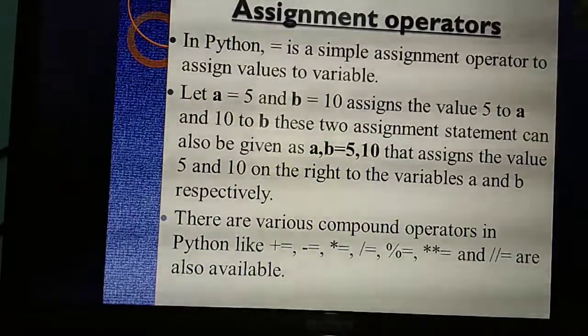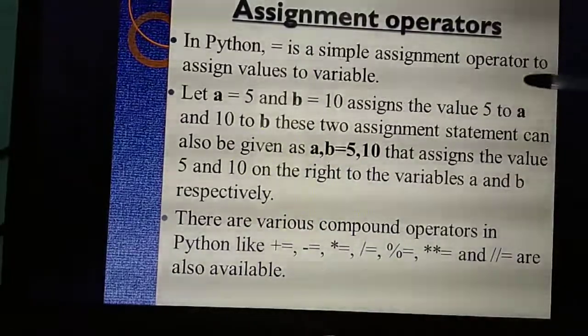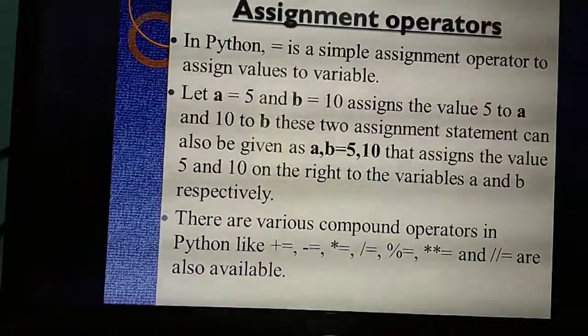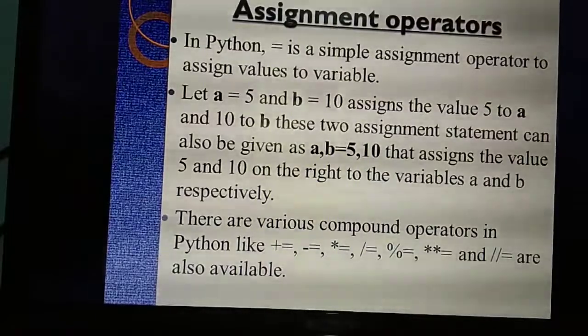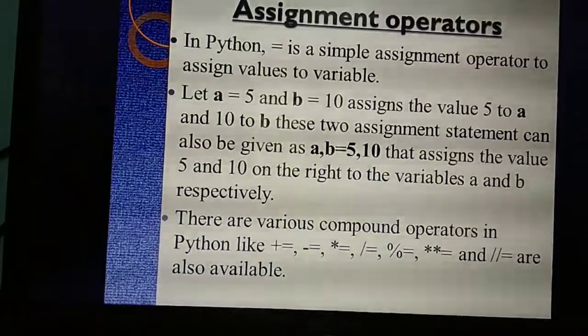Equal to. Sometimes they will ask this as one more question. Equal to is the assignment operator symbol, used to assign values to a variable. What's the use of that? What's the meaning of that? You are going to assign some values to a variable.